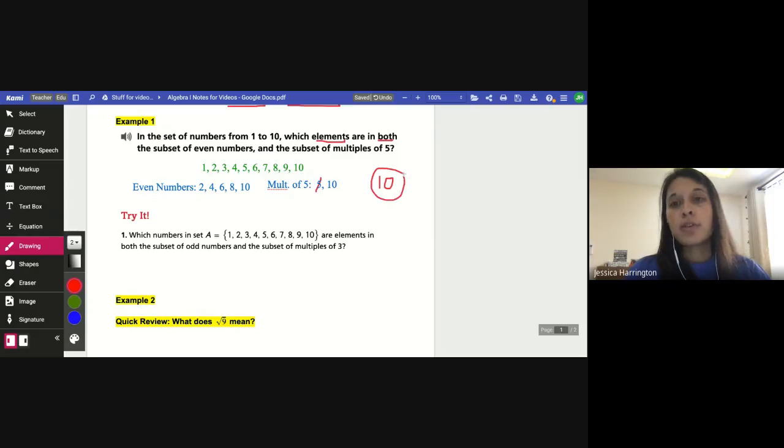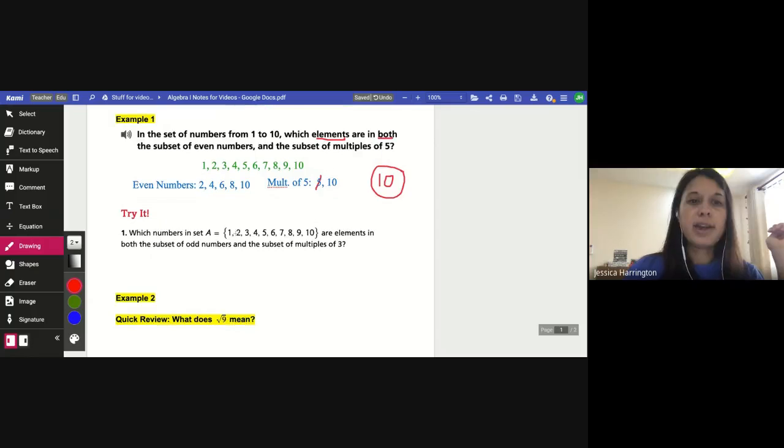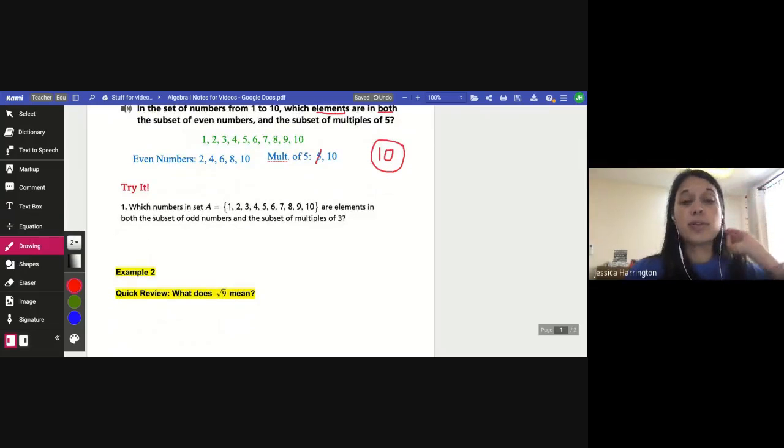The point of this question is not that it's tricky, it's that you can understand what's being asked in the vocabulary word. There's only one number in that subset that is both even, a multiple of 5, and falls between 1 and 10. That number is 10. Okay, now you guys try it. You can pause if you want to try it on your own. Then you can come back and check if you got it right.